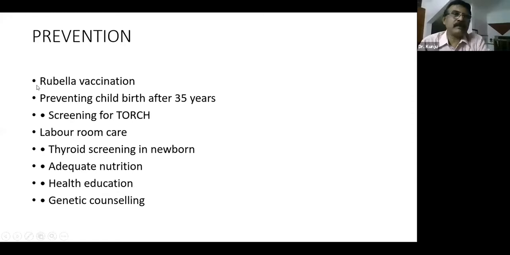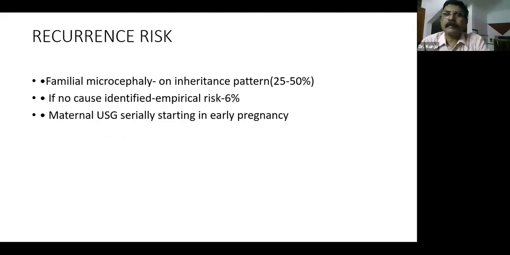So always remember primary prevention, and so you can give rubella vaccination. Then prevent late pregnancies so that syndromic microcephalies can be avoided. Then early screening for TORCH and labor room care, so that hypoxic ischemic encephalopathy can be prevented. Adequate health education, avoiding consanguineous marriage, etc. So depending upon the pattern of inheritance, recurrence risk also can be mentioned.